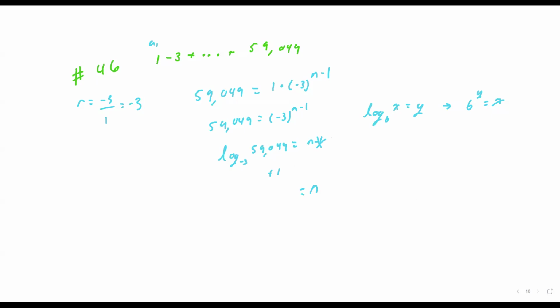So remember, to do logs, it's control and the 10 to the power of x button, which is next to the 1. I'm going to type in my -3 and then 59,049. Ooh, can't do -3s.